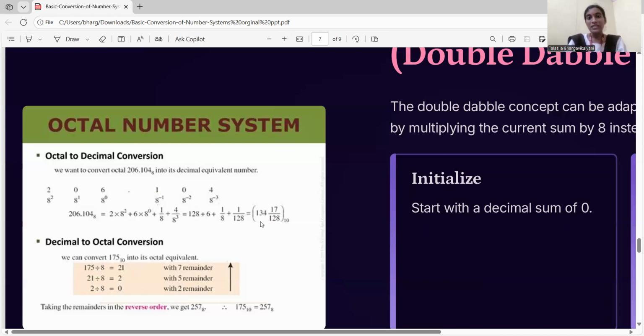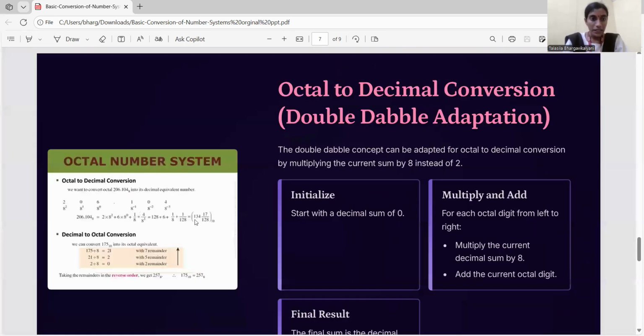So the answer is fraction 17 by 128 base 10. It is the decimal number for 206.104 base 8.